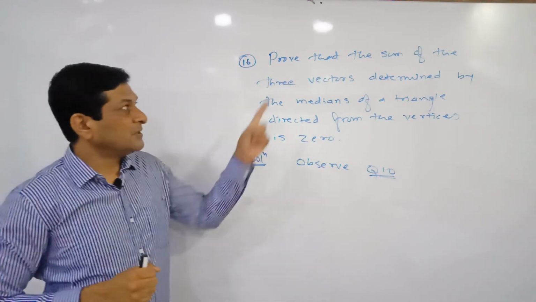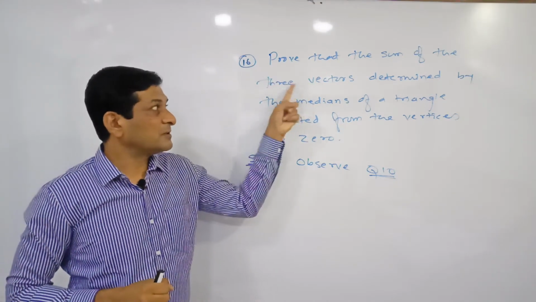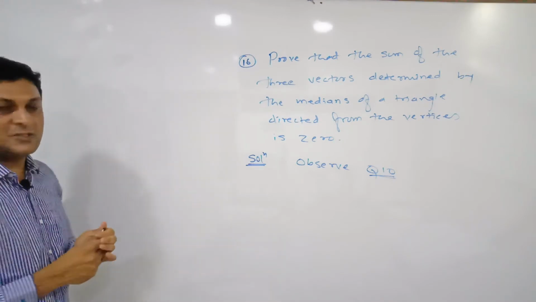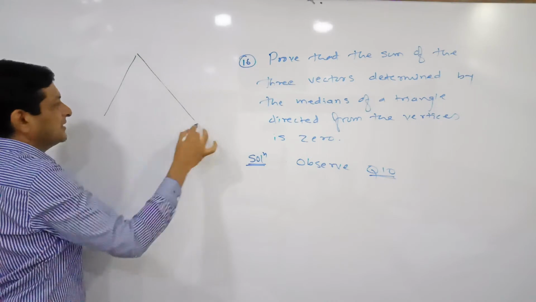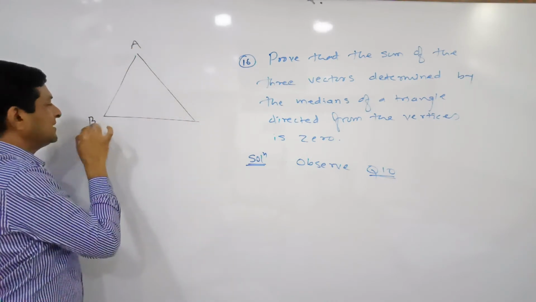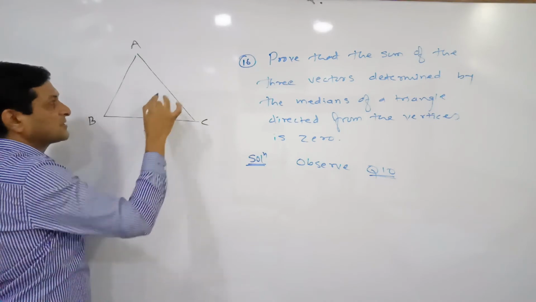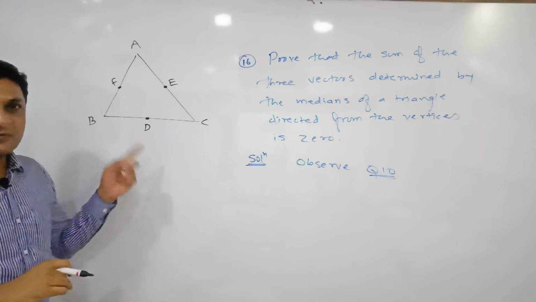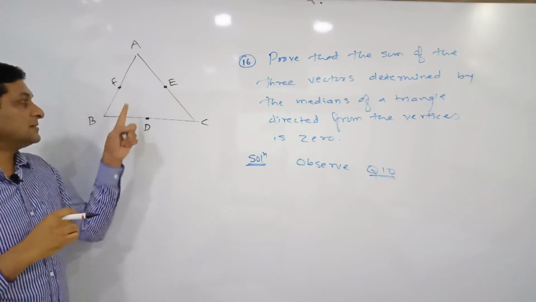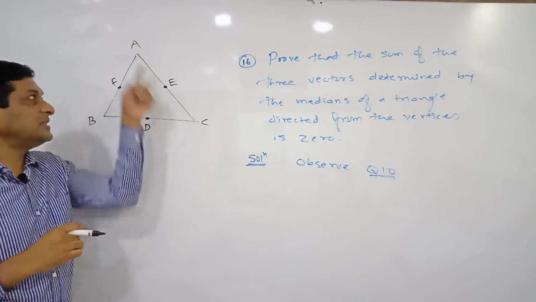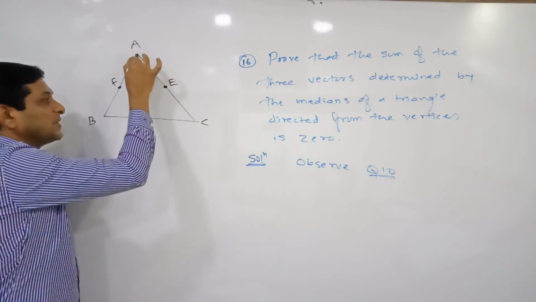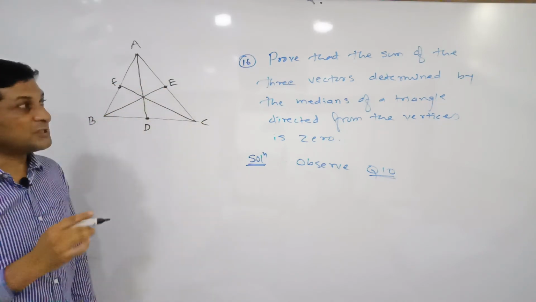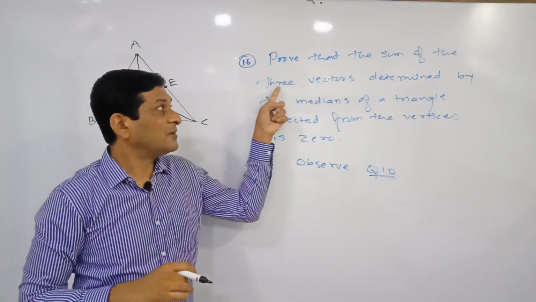Now in question number 16, the question is to prove that the sum of three vectors determined by the medians of a triangle directed from the vertices is 0. So let us consider a triangle ABC. Let us denote the midpoints by D, E and F. D, E, F are the midpoints of sides BC, AC and AB. The segment joining a vertex and the midpoint of the opposite side is called a median.